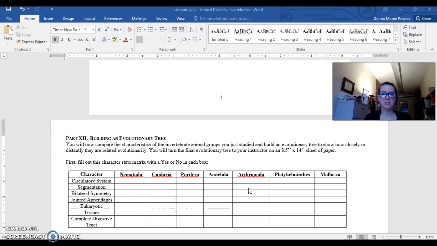Hi everyone, I wanted to help you with constructing this evolutionary tree. It's not an easy feat. Even if you carefully follow directions, you might feel a little bit discombobulated. So I thought that what we would do is just talk through this together.